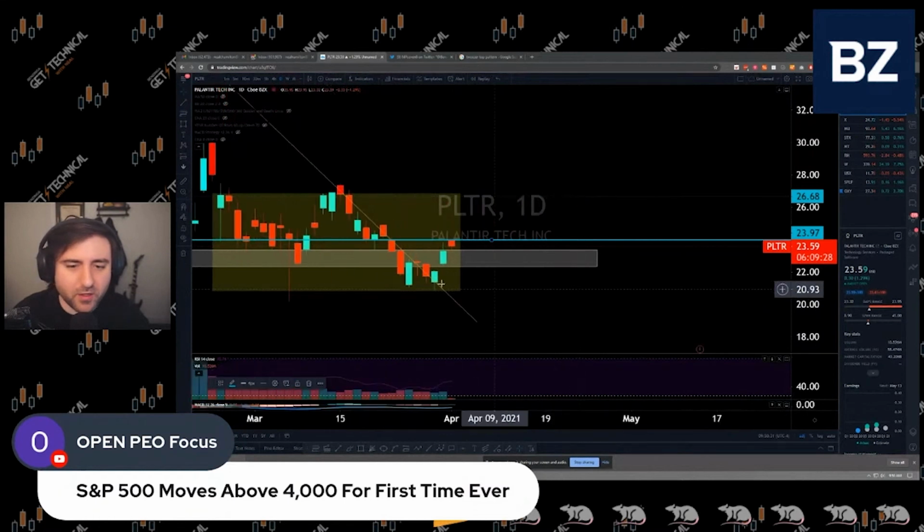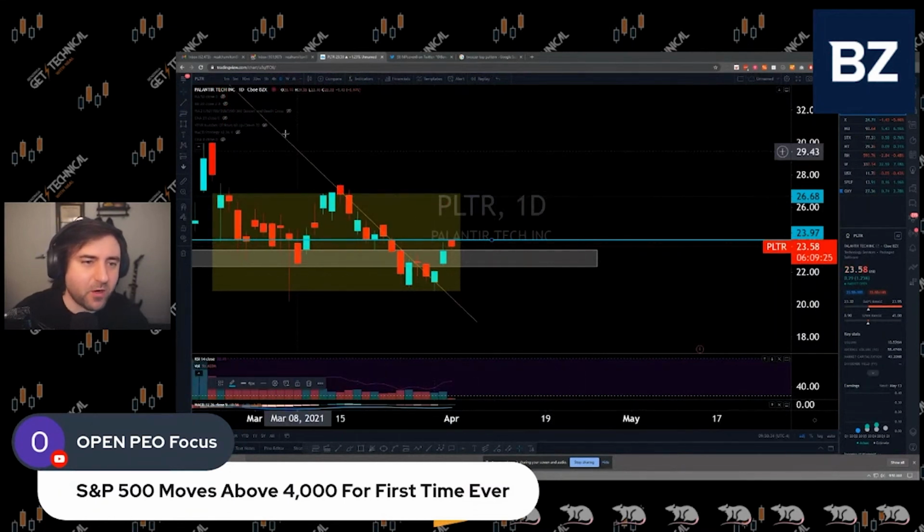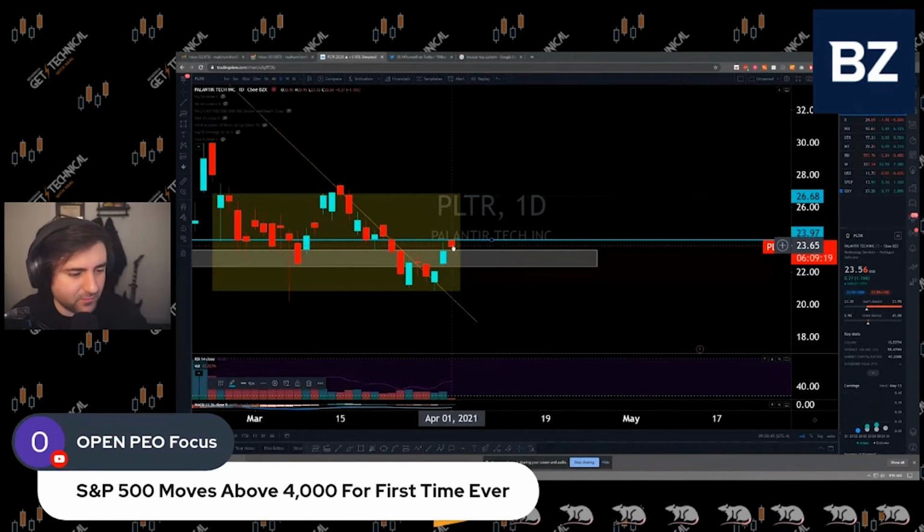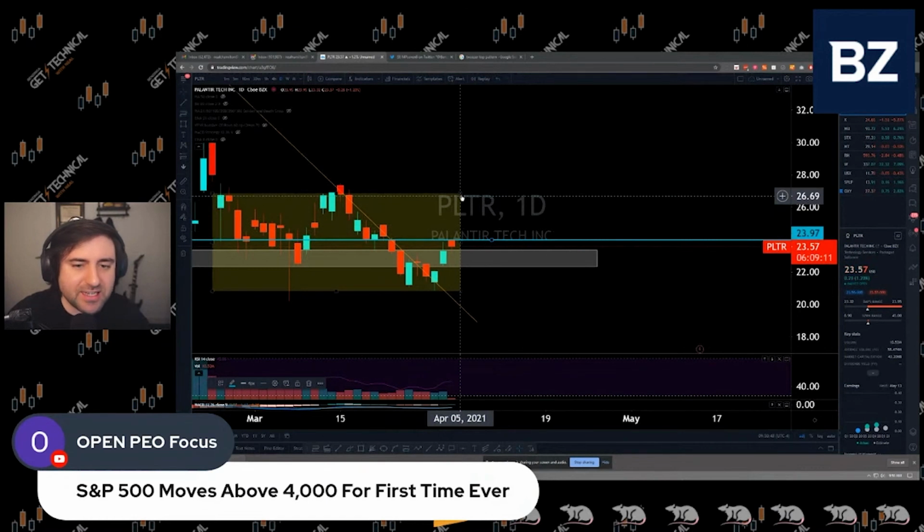Upon breakout of this sloping line of resistance, you can target this mid level. All right. Upon breakout of this mid level, you can go long and start targeting the top of our rectangle. Those are two aggressive trading strategies for a double bottom.